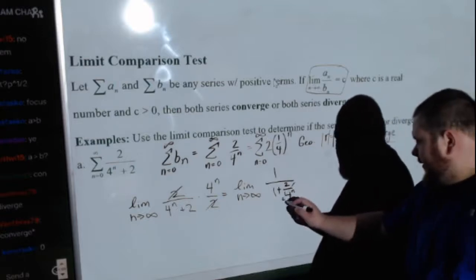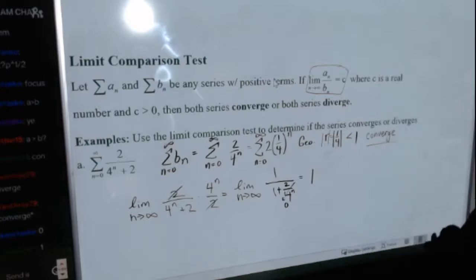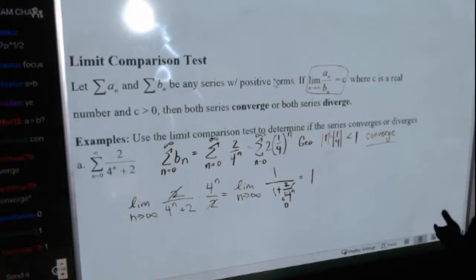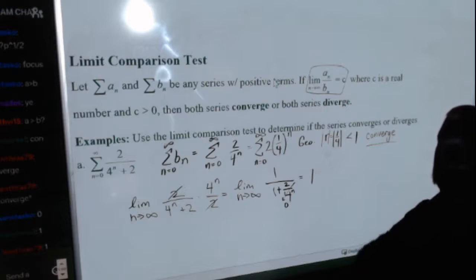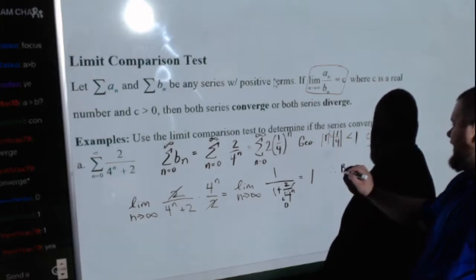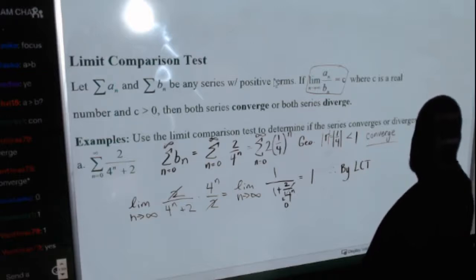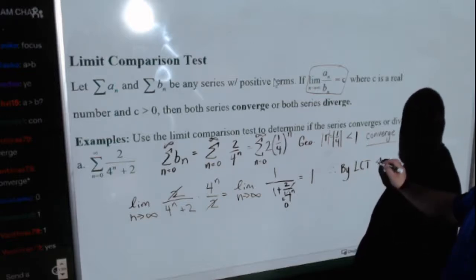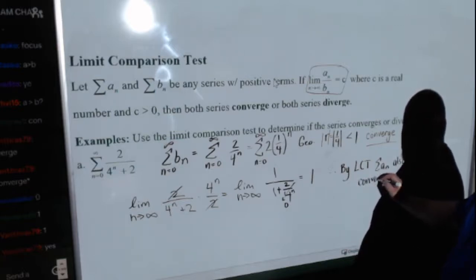So yeah, this goes to 0, but the whole thing goes to 1. So, is 1 a constant that's real and greater than 0? Darn right it is. Therefore, by, let's say, LCT, limit comparison test, a sub n also converges.